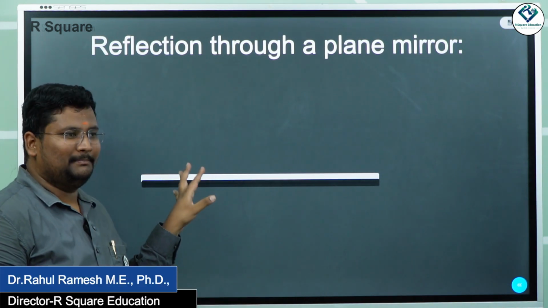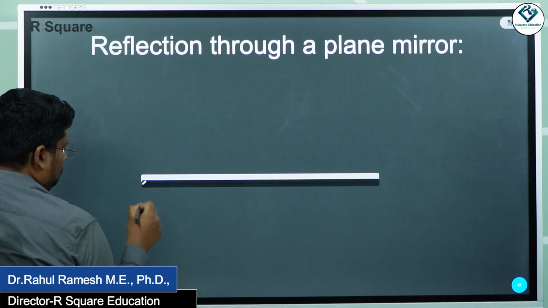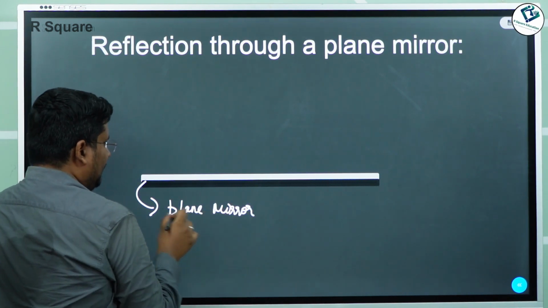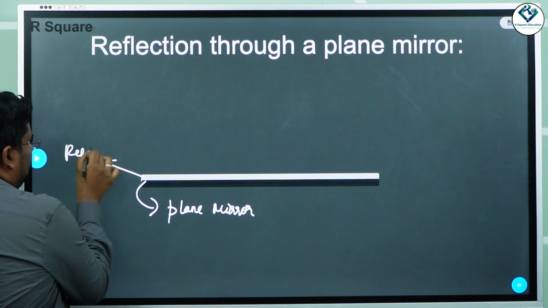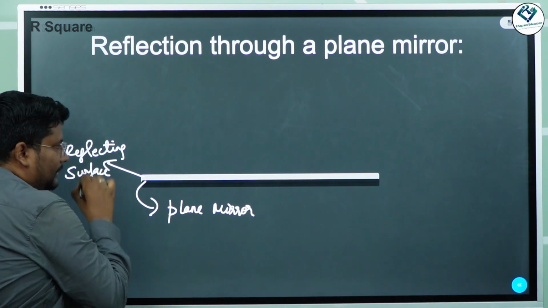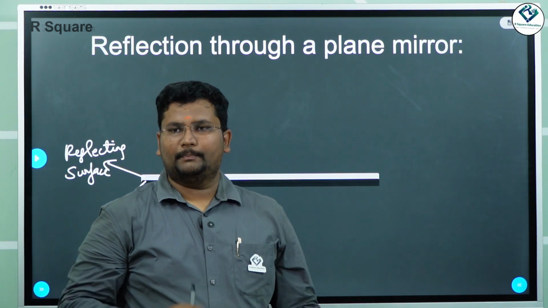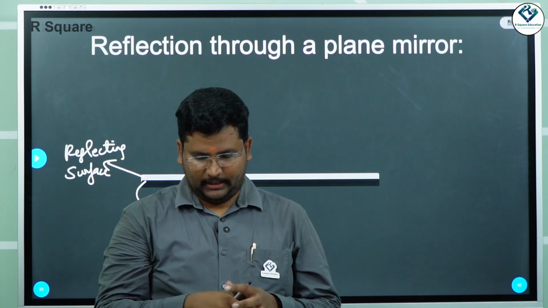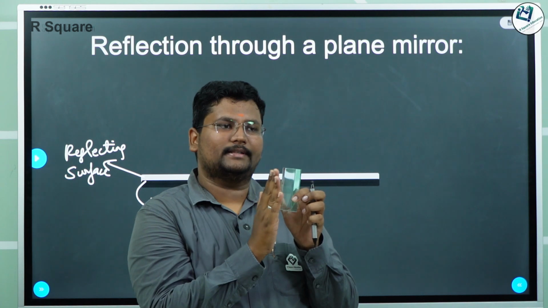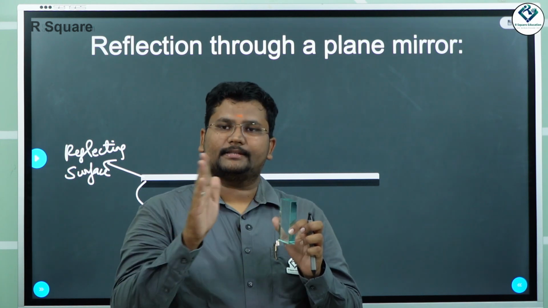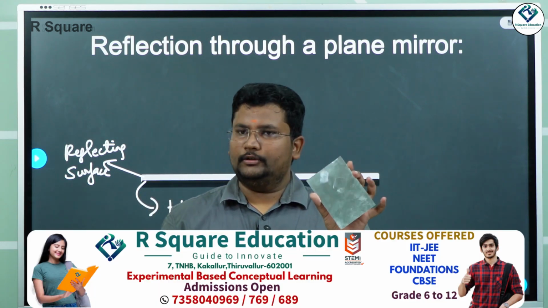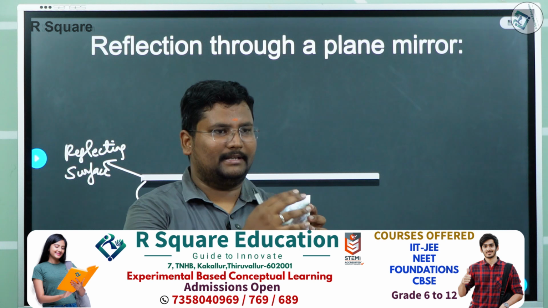So let me consider a plane mirror. Okay, so this is a plane mirror, and this is nothing but a reflecting surface. Plane mirror is nothing but you will take a glass slab, say for example a thin glass sheet like this, and then you will coat it with silver on the other side. When you are coating the silver on the other side, that face will become reflecting. So see this now. This is nothing but a mirror, which we call a reflecting surface.